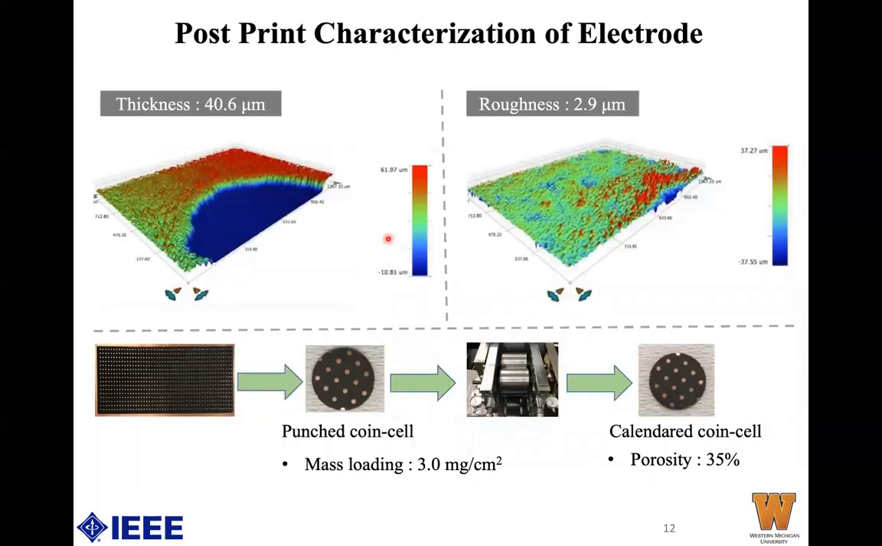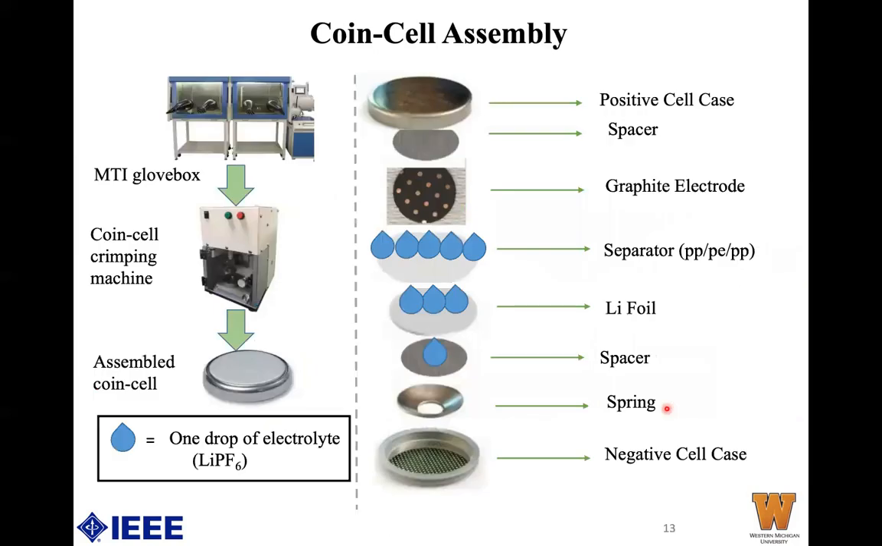After getting the printed electrode, we performed post-print characterization of the electrode using a Bruker profilometer, and we measured the thickness and roughness of the printed sample. The thickness was measured to be around 40.6 micrometers, which is close to the theoretical dry print value that we expect to see, and the roughness is around 2.9 micrometers. To assemble a coin cell battery, we punch out a coin cell from the printed electrode, and the mass loading was measured to be around 3 milligrams per square centimeter. The punched electrode is calendered to enhance its performance, and the porosity is controlled at 35%.